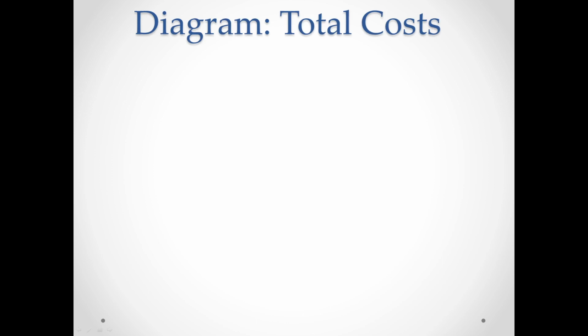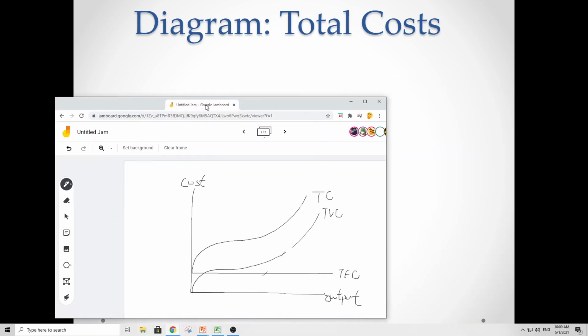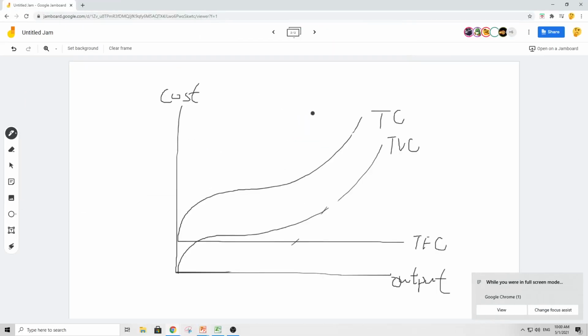You can find out when we talk about the total cost. If you're looking at the Jamboard here, we talk about total here. We have the cost and we have the output. We know that the fixed cost is going to be fixed. It doesn't really matter how much output we have, so it's going to be a horizontal curve here. And the variable cost will be increasing as long as the output is increasing.